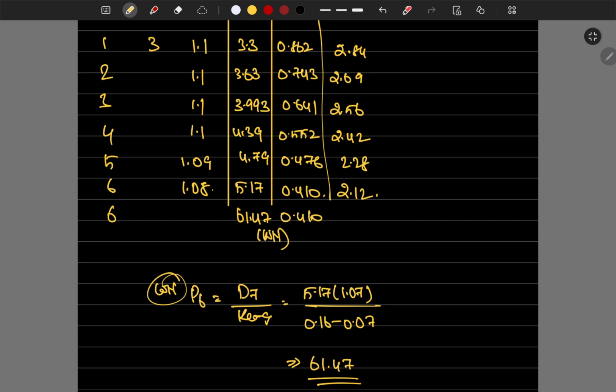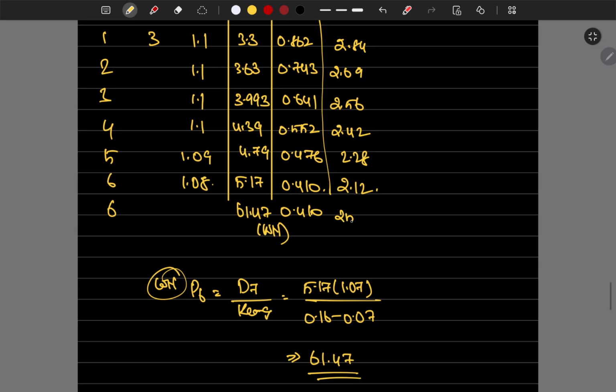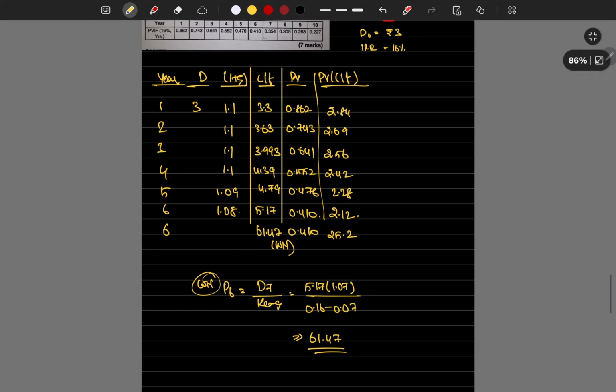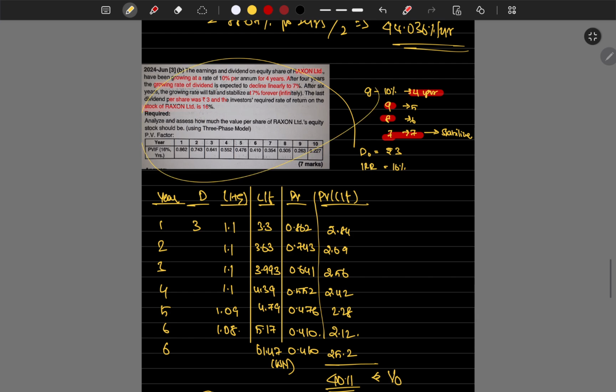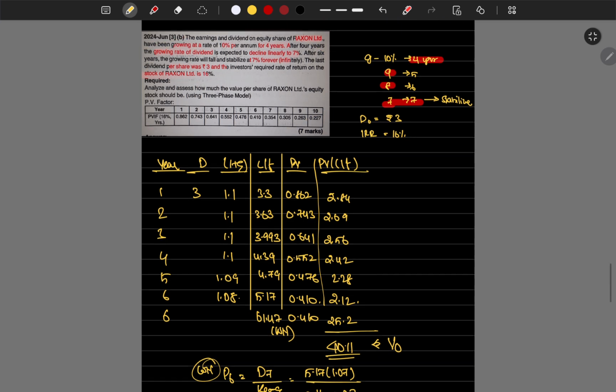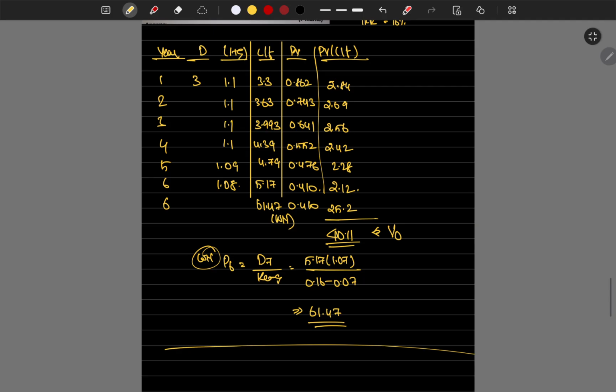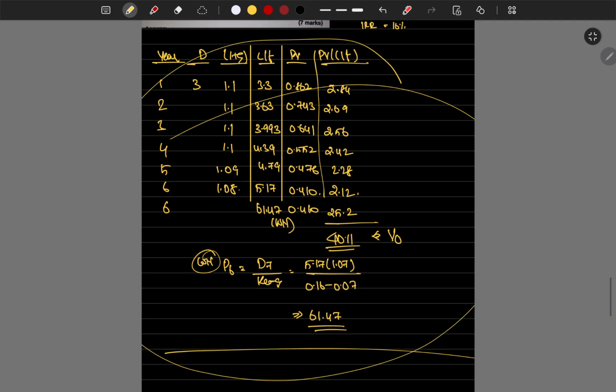Okay, working note: 61.47 into 0.410, which is 25.2. Total all these up and we get the value of equity: 2.84 plus 2.69 plus 2.56 plus 2.42 plus 2.28 plus 2.12 plus 25.2, which is 40.11. So that's it, the problem is over. Thank you. For this question, the suggested answer gives workings. Okay, you can take this as the reference. Thank you.